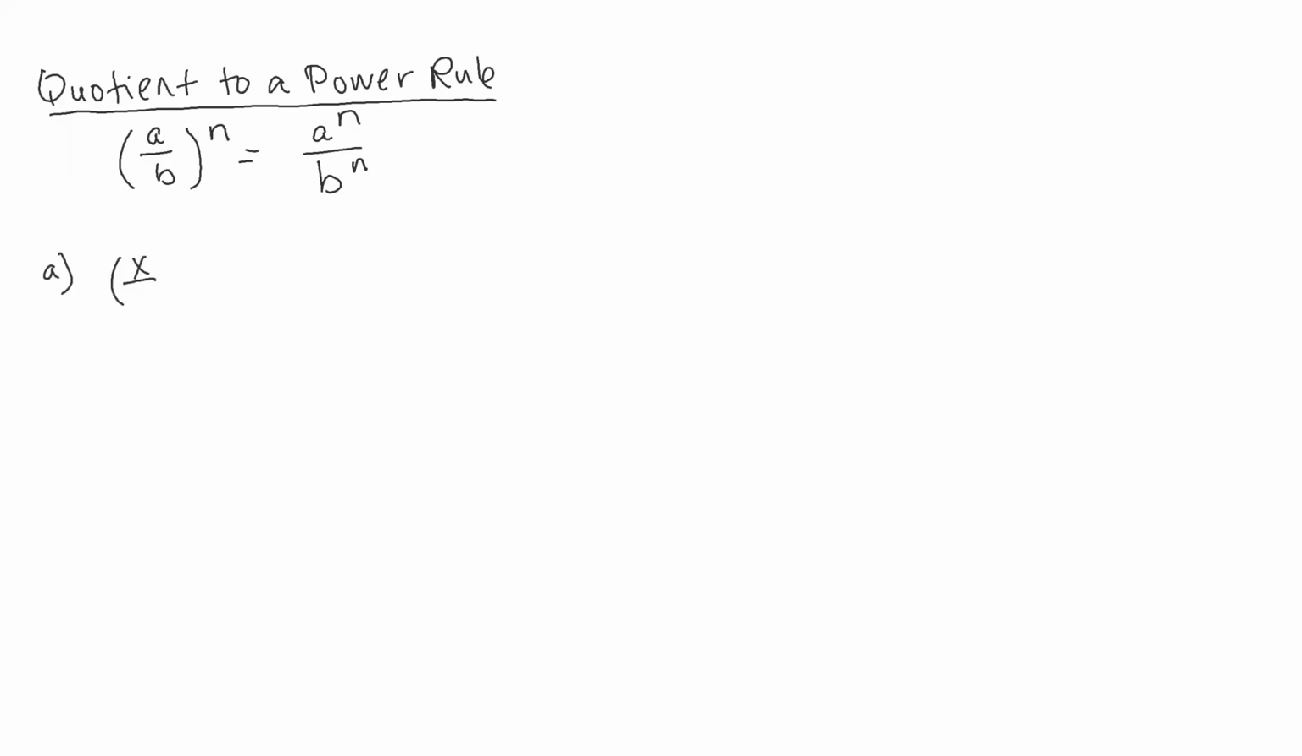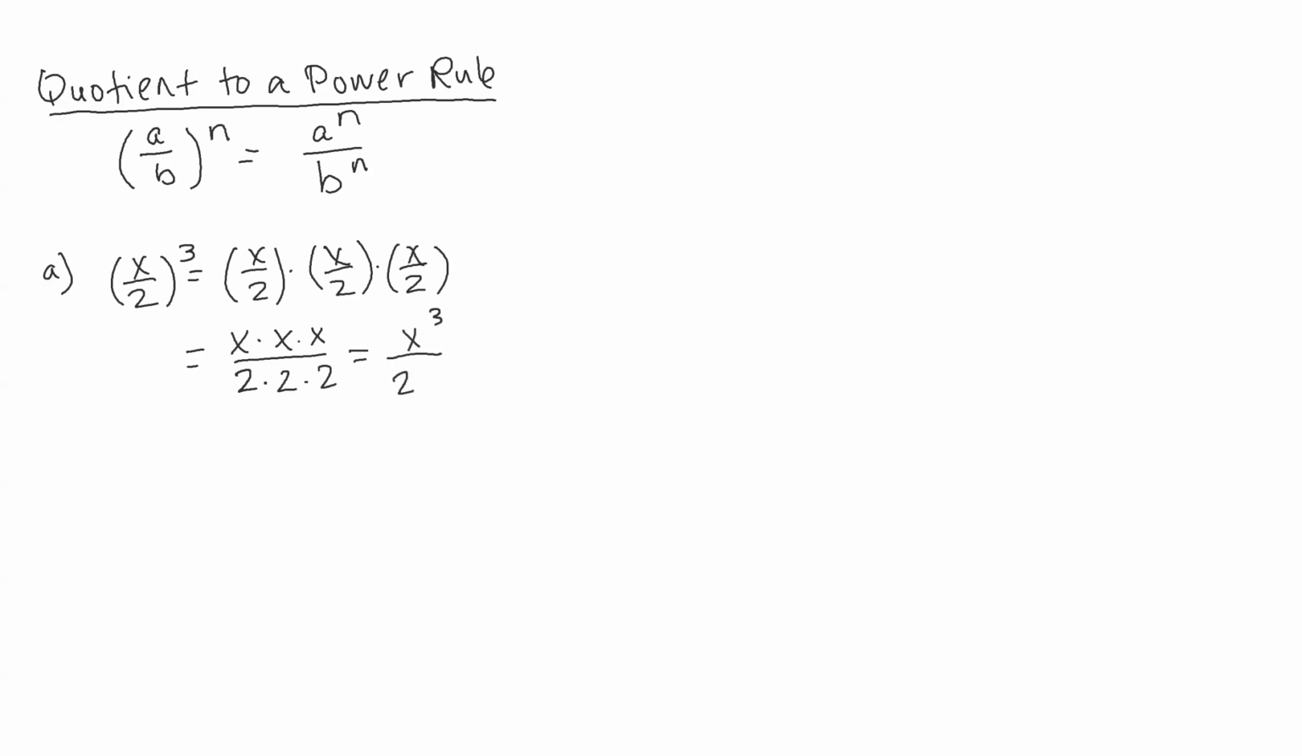First, I have x over 2 cubed. Well, according to the quotient to a power rule, I can just jump straight to bringing that exponent into each piece of the quotient. Okay, now if that's not obvious to you, what you could do is think of this as x over 2 times x over 2 times x over 2. And what that does is that gives us x times x times x over 2 times 2 times 2, or x to the third, 2 to the third, which happens to be x to the third over 8.